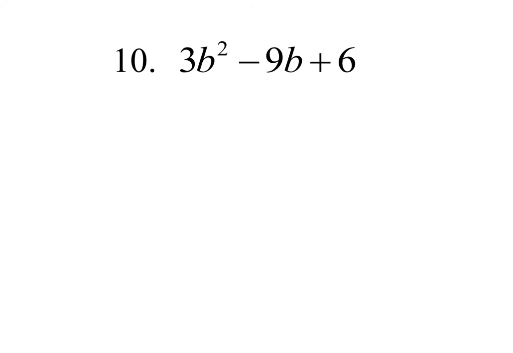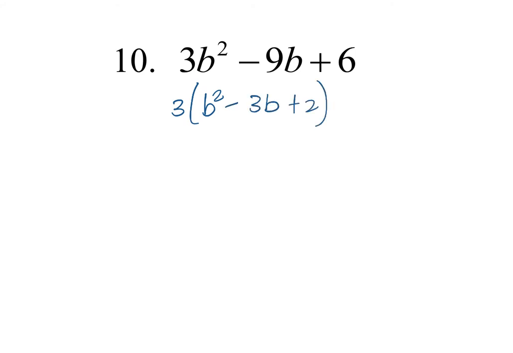So one of the criteria it taught us to look out for was make sure it's in descending order. We also talked about how you always have to look for a GCF first. And so this one is in order. It is in descending order. Is there a GCF? 3b squared, 9b, 6b. I can't pull out a b because 6 doesn't have a b. But all three of those numbers, 3 goes into all of them. So if I pull 3 out, I'm left with b squared minus 3b plus 2.